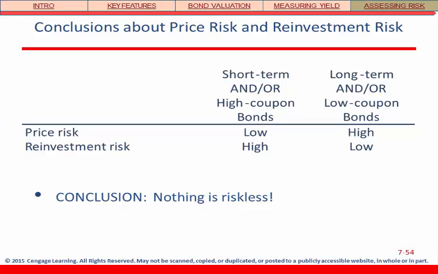So what is the conclusion when comparing price risk and reinvestment rate risk? Price risk is going to be a concern with long-term bonds, excuse me, I said that backwards before, and or low coupon bonds. Reinvestment rate risk is going to be a big concern with the short-term and or high coupon bonds. As long as you can remember those, this little graph right here kind of keeps it all together, then you'll be fine.